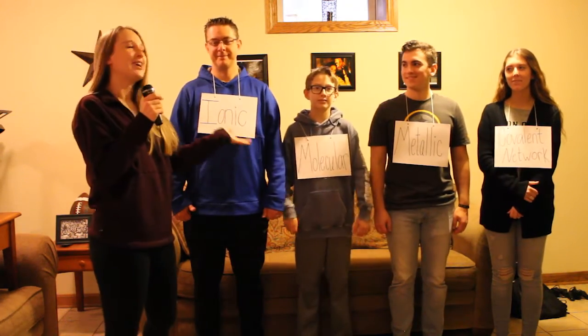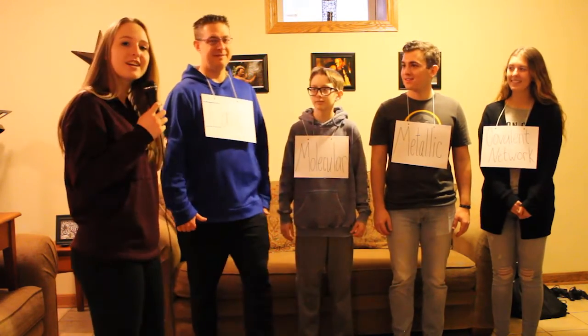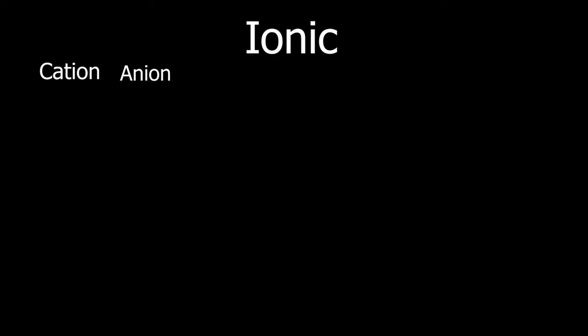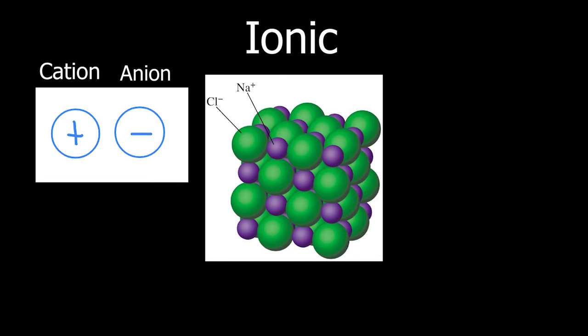Welcome to our game show. Woo! Let's meet our first contestant, Ionic Solids. An ionic solid is formed by a cation or positively charged atoms and an anion or negatively charged atom. Each type is surrounded by the other, creating a 3D lattice structure. An example of an ionic solid is table salt.